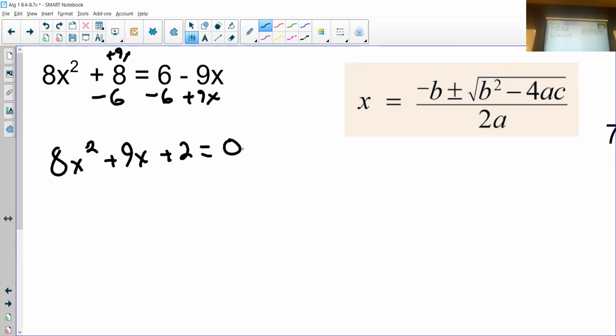Dude, I'm stuck. So you do negative 9 plus 17 over 16, negative 9 minus 17 over 16. Yeah, right? I knew that, but I couldn't get it. It's really eating at me. What does that come out to?